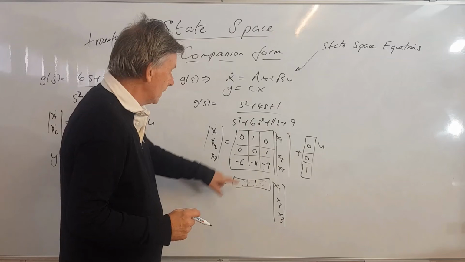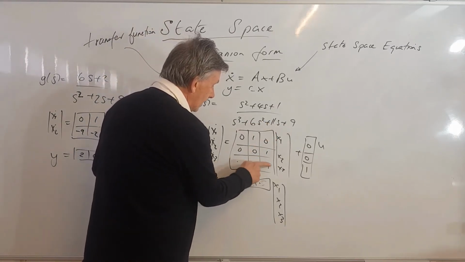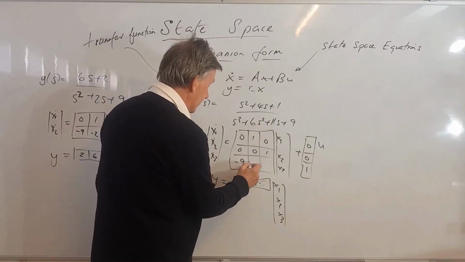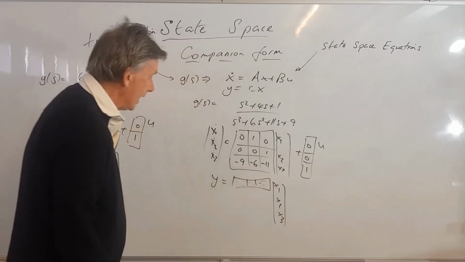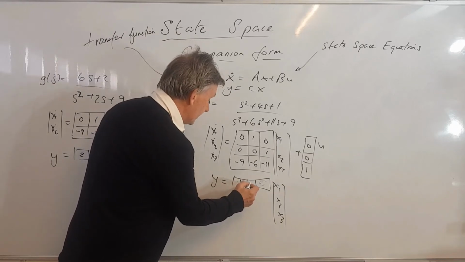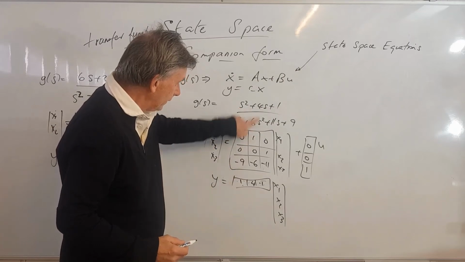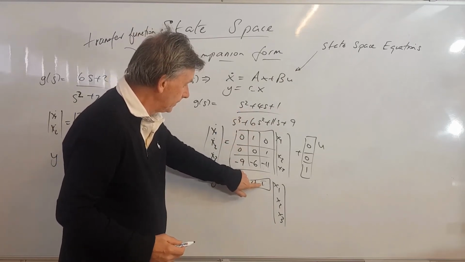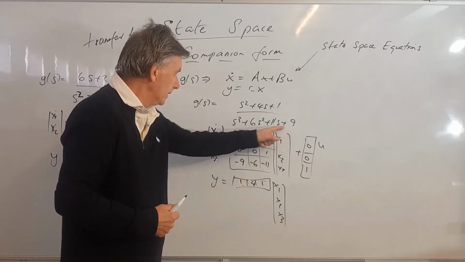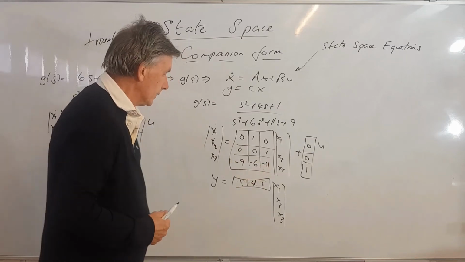I have done this completely wrong. These numbers here go here in reverse order with negative signs. It's minus 9, minus 6, minus 11. And these numbers here are these numbers here in reverse order. So it's 1, 4, 1. So that 1 goes in there, that 4 goes in there, that 1 goes in there. So it's a reverse order. So these numbers here are those numbers there in reverse order with negative signs.